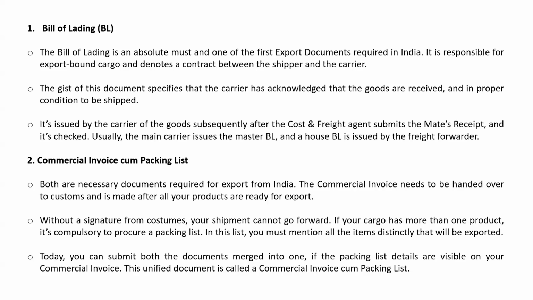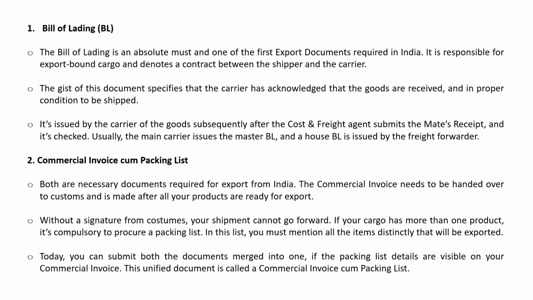A packing list doesn't have the price of the product. It only has the number of the products, the type, the specification, the quantity, who is the seller, and who is the receiver. Only this information will be listed in the packing list, but not the price. Whereas in a commercial invoice, you have to mention the price of the product as well.